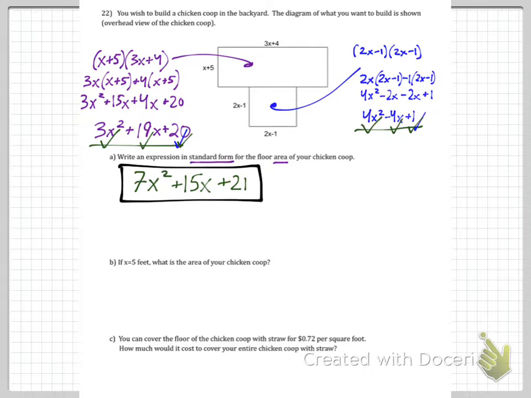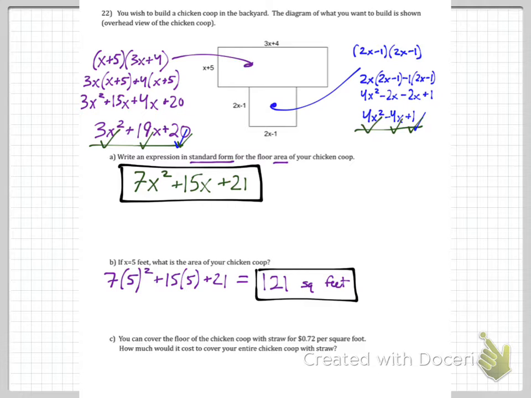So that is the expression in standard form. If x equals 5, what's the area of the chicken coop? Well, let's just plug in 5 for x. When you do that, you can type all of that into a calculator, which is how I would recommend doing that, and you get 121 square feet.